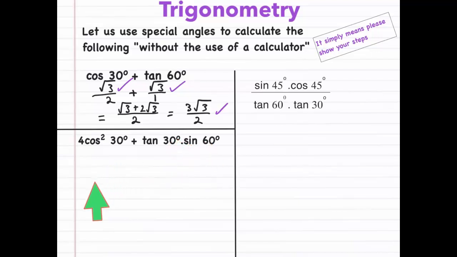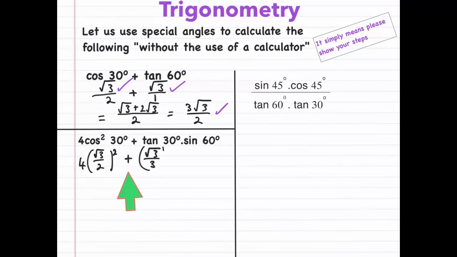So let's do this. I'll write down my 4, and then I know that the cosine of 30 degrees, and I'm not going to draw my triangle, I'm just going to do it on my calculator. So it is a square root 3 over 2, and then I still need to square it, okay? So the cosine of 30 degrees is square root 3 over 2, and I still need to square it, and then I need to multiply with 4. So now, here I have plus, what is the tangent of 30 degrees? And that is the square root 3 divided by 3, okay?